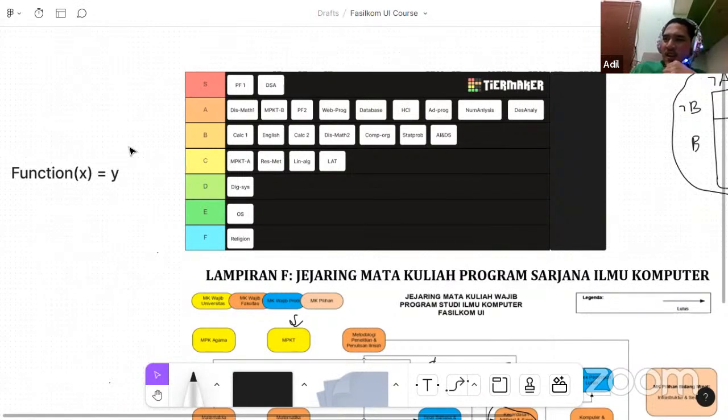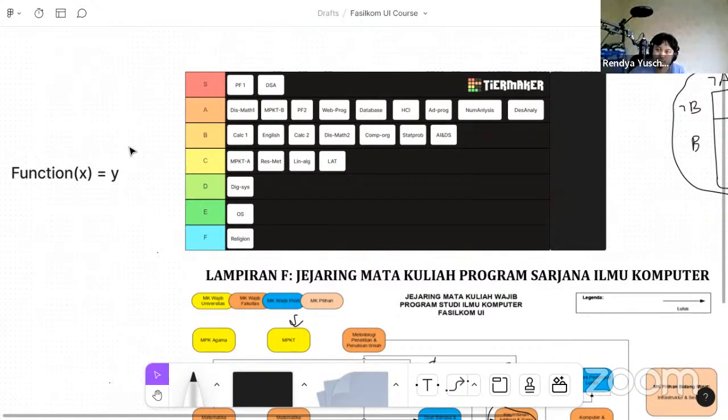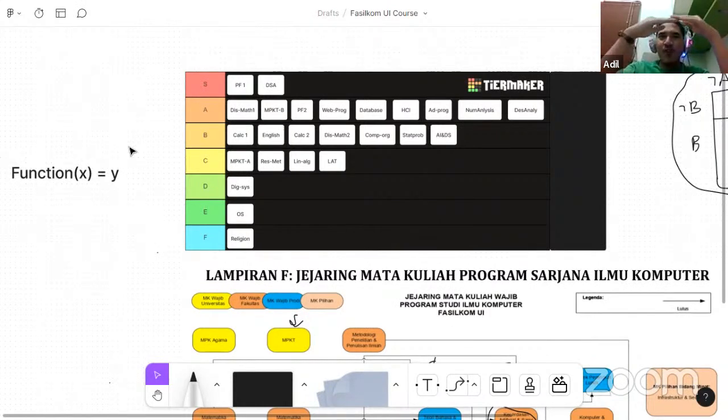Actually, before the midterm, we start with high level, and then we go to lower level, lower level, lower level. Yeah, I remember that.